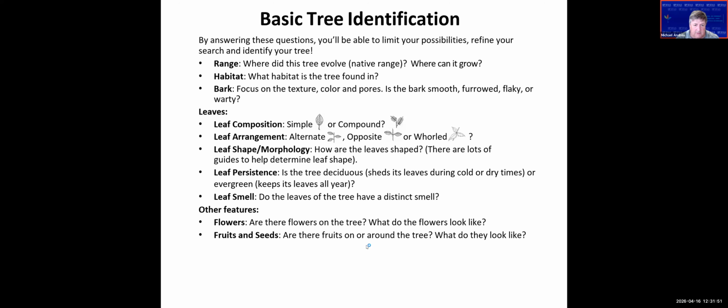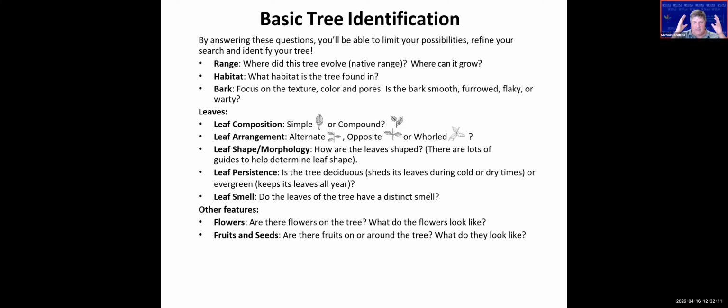So let's talk more about other tree species. We've talked about range, habitat, and bark. Let's look at the leaves. There is a whole bunch of things you can look at when you're looking at a leaf, and they are incredibly helpful for identification. But the first thing you've got to do is determine what is a leaf. Leaves come in two forms: simple or compound.